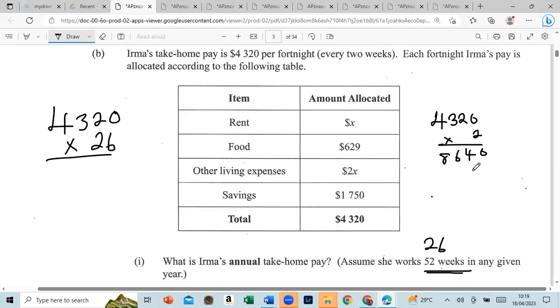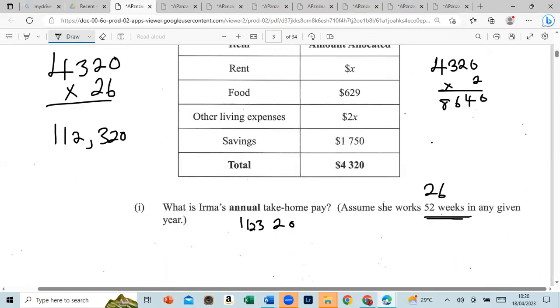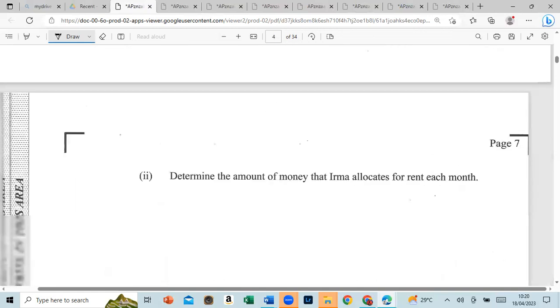All right, so it would be 4,320 times 26, which gives us 112,320. That's the annual takeover. All right, so that's what they asked for. And that is only worth 1 mark, so don't complicate it, guys.